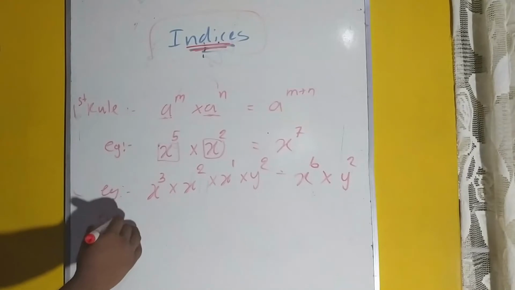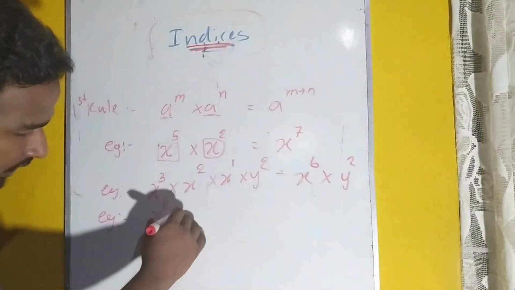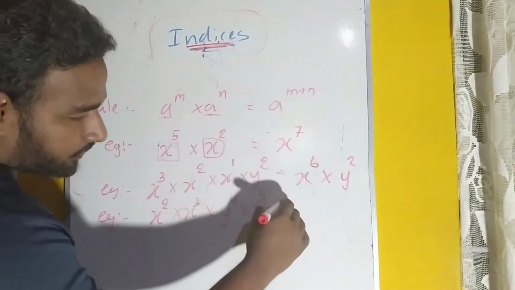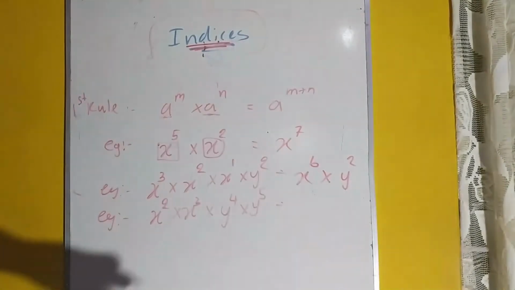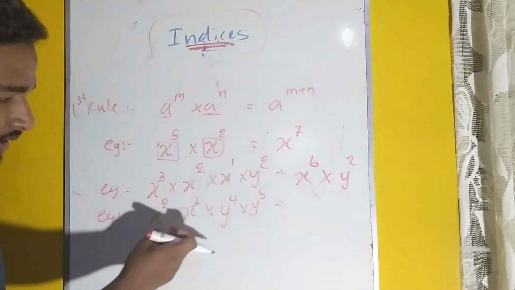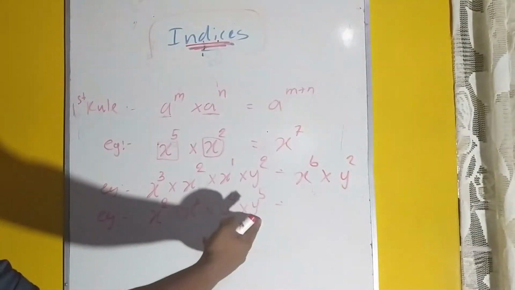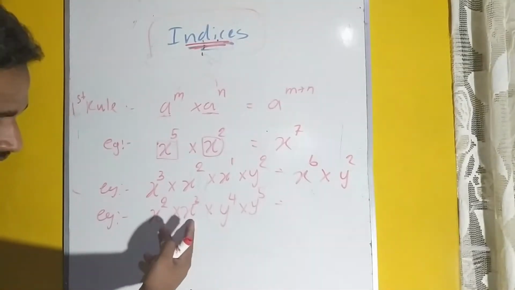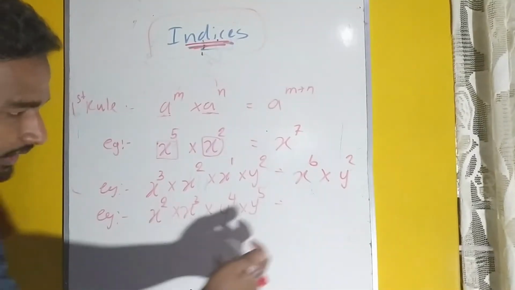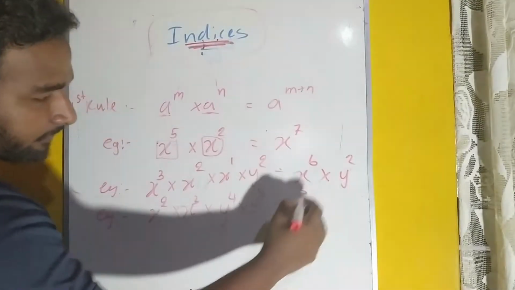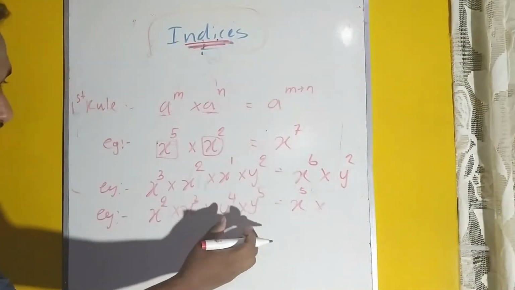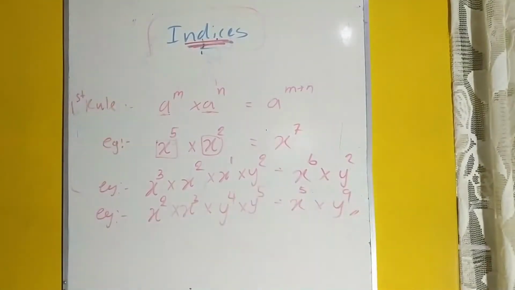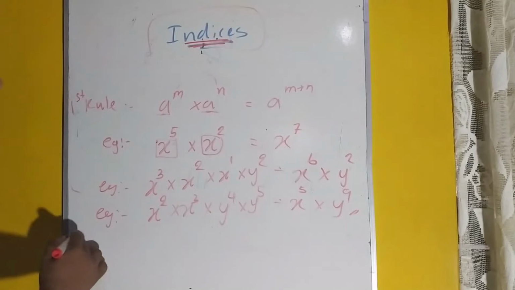Another example, x to the power 2 into x to the power 3 into y to the power 4 into y to the power 5. So in this there are several indices. You can see there are two types of base. One is x and one is y. So these bases are same, so you can add. So you will get x to the power 5 into, these two bases are same, how can you write? y to the power 9. This is your first rule of indices.